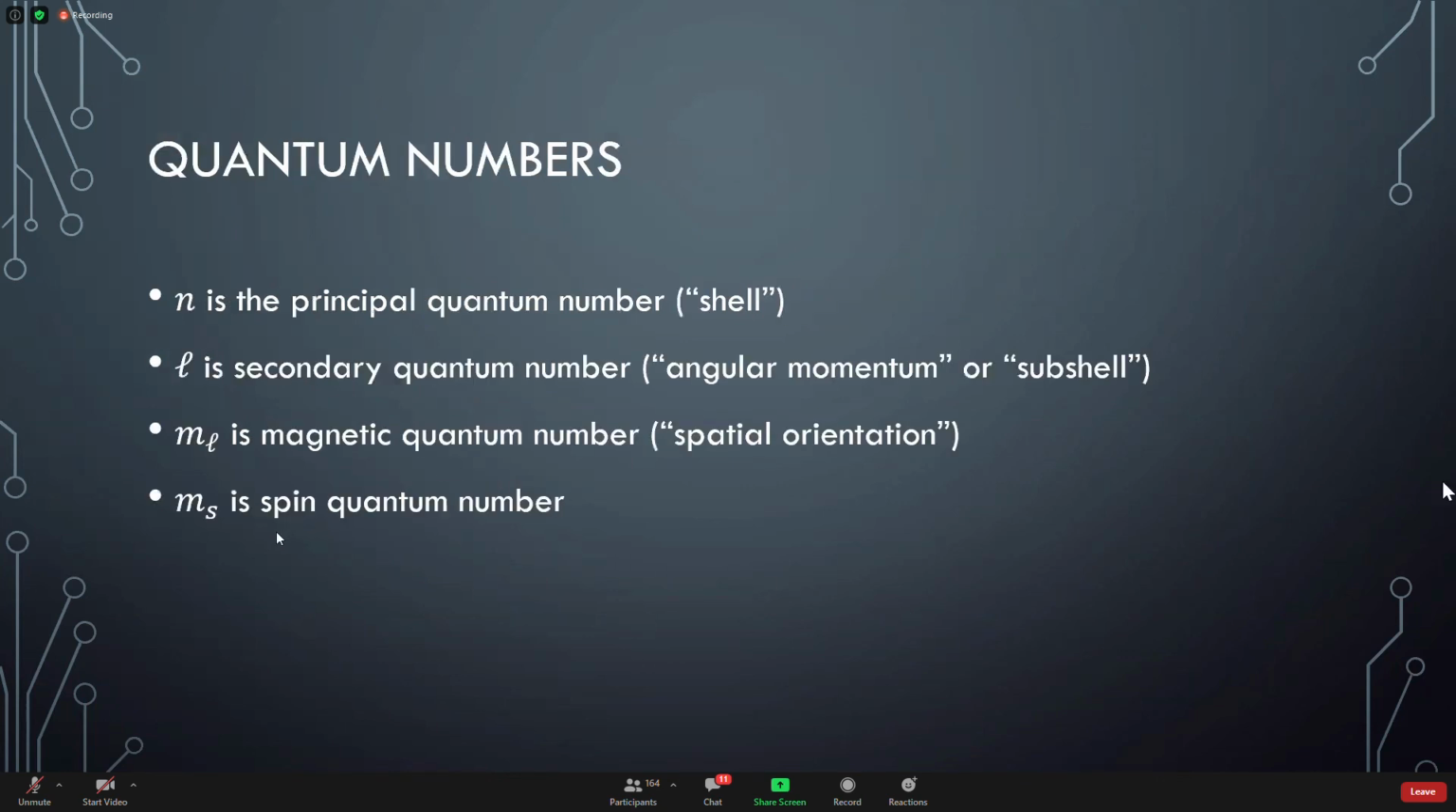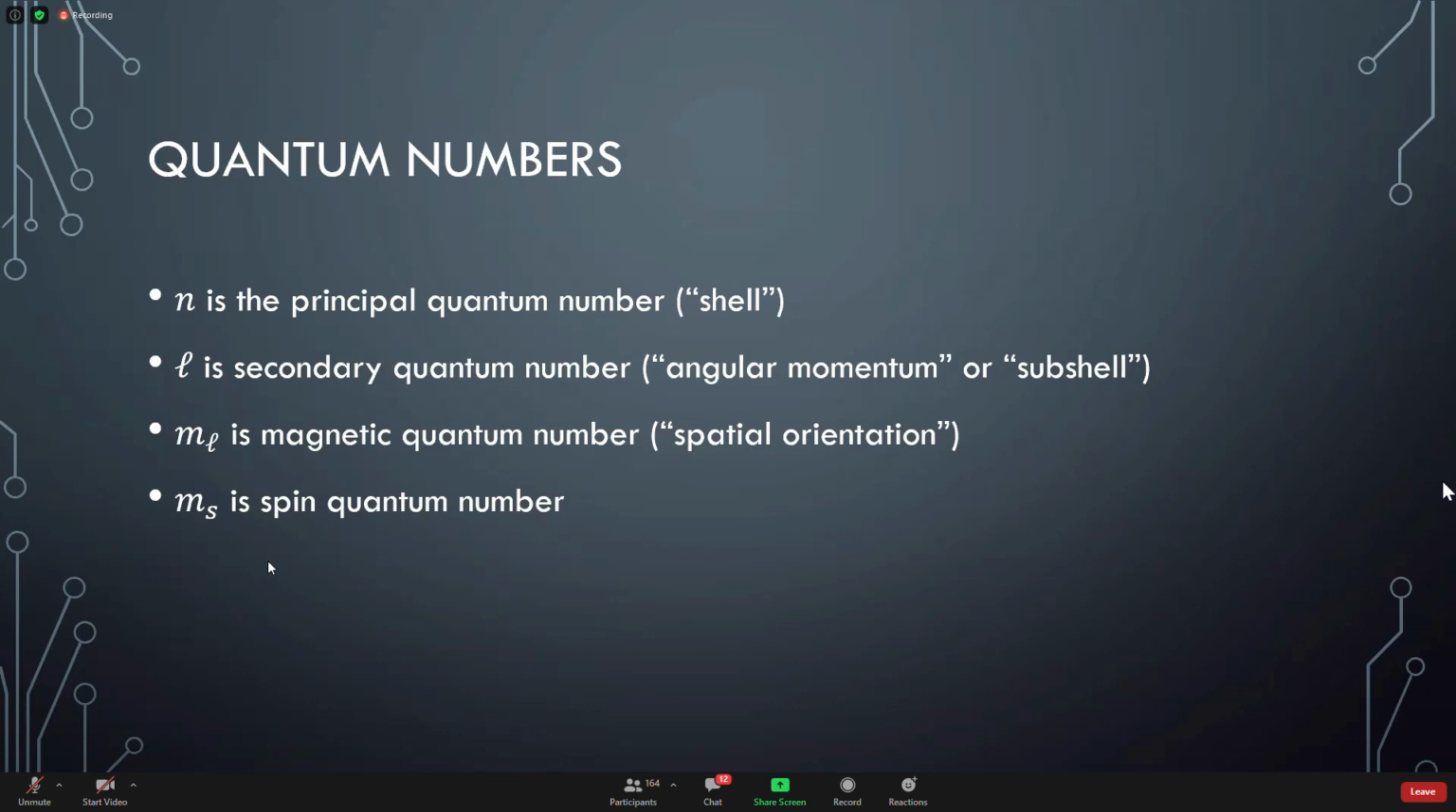So next slide, this is our introduction to quantum numbers, and these are a really great way to talk about a specific electron, because the key takeaway is that no two electrons can ever have the same 4 quantum numbers. So what each of these represent: N is the principal quantum number, so that's what we call the shell. L is the secondary quantum number, so that represents the angular momentum or the subshell. So this would tell us if it's in like an S or a P, that kind of idea.